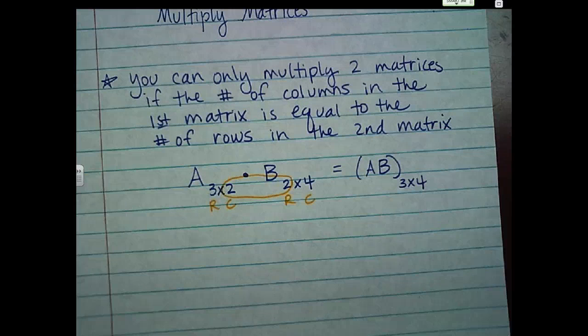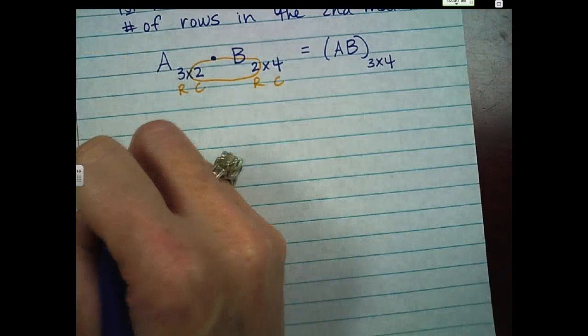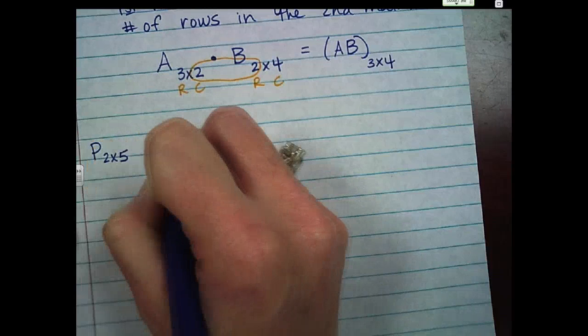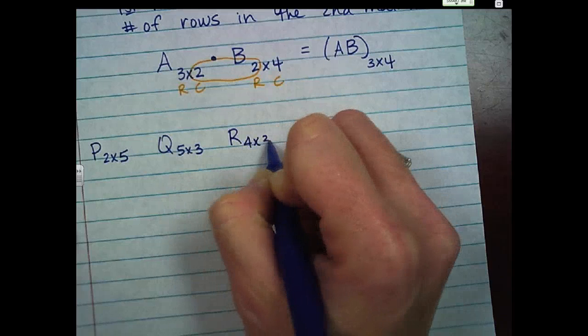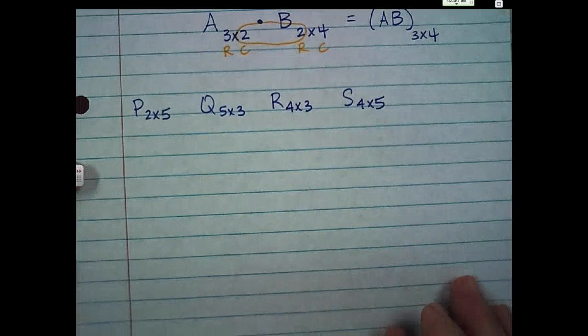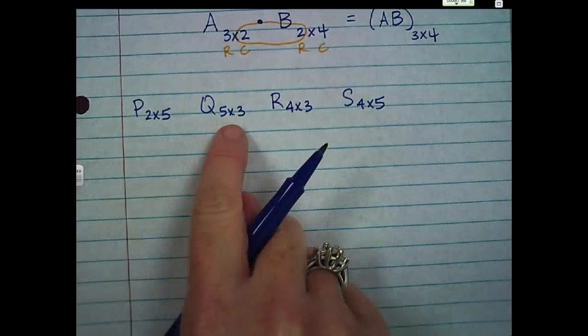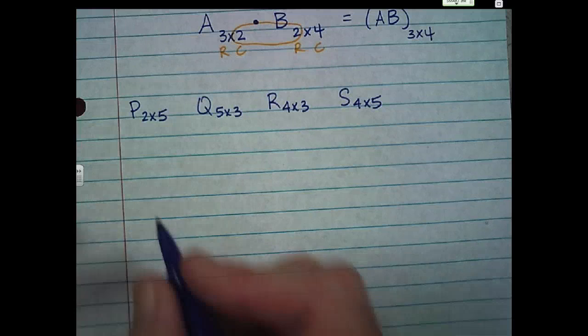Okay? So I'm going to give you a few just random ones and tell me if you can multiply them or not. So I'm going to say, okay, P is going to be a 2 by 5. Q is a 5 by 3. R is a 4 by 3, and S is a 4 by 5. So write down those options. 2 by 5, 5 by 3, 4 by 3, and 4 by 5. And I'm going to ask you for a couple of them, and you tell me if it's safe to multiply or not. So let's start with A.